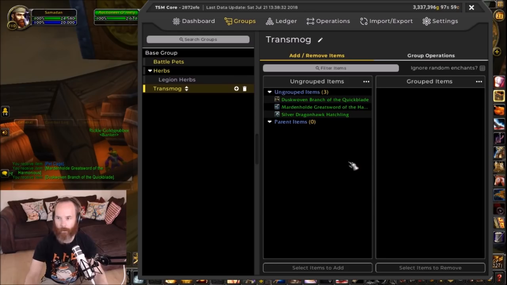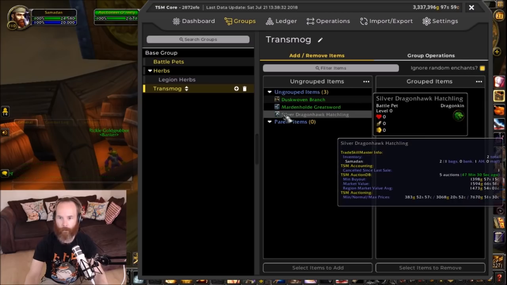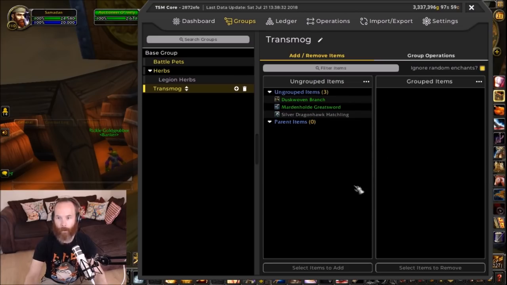So what you do in a situation like this is there's an option to ignore random enchants. So if I click this, you can see here that the Silver Dragonhawk hatchling has gone grey. That basically means that TSM is going to ignore the level of the battle pet. Now this is something you may or may not want to do because level 25 battle pets generally sell for a little bit more. Sometimes they do, sometimes they don't. And you want to make that decision whether you want to ignore that price or not.